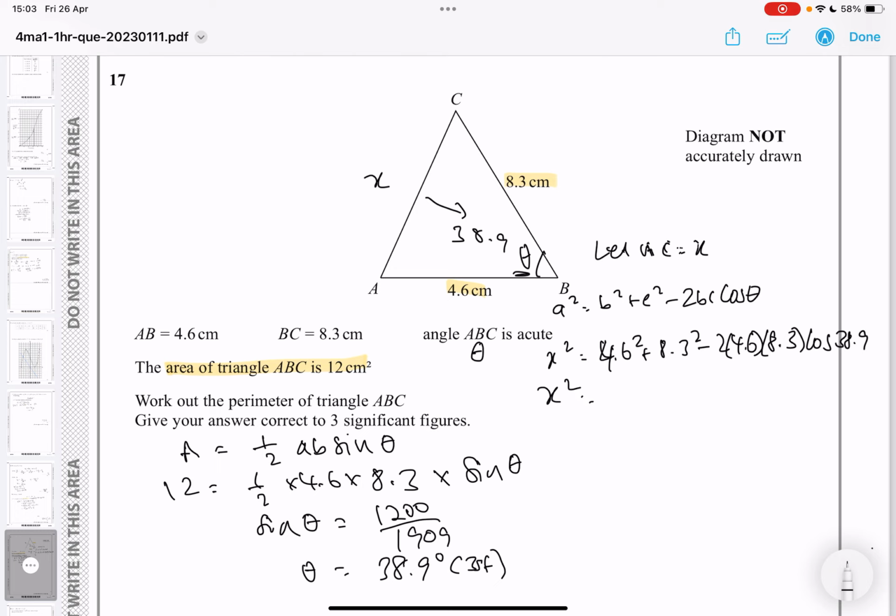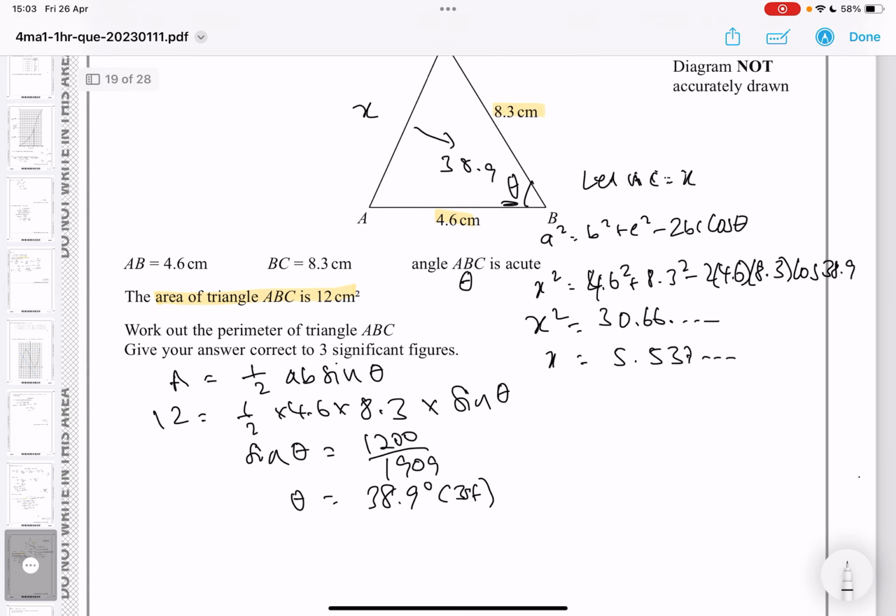Now if we solve this, just plug that in your calculator, you should get x squared is 30.66. Don't round just yet, okay? So x is going to give you 5.537. Now keep that in your calculator because you don't want to be rounding too early, otherwise you're going to get an inaccurate value for the perimeter.